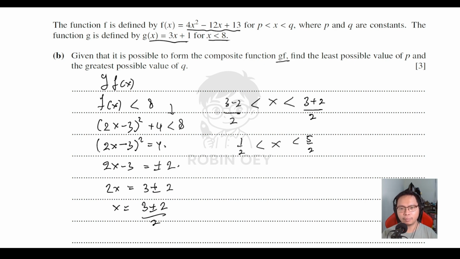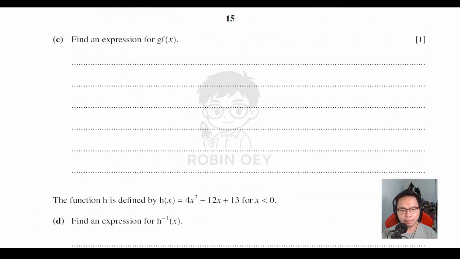So that means, because it said that the x is between p and q, the p would be half and the q would be 5 over 2, or 2 and a half. Okay, that is it for b.